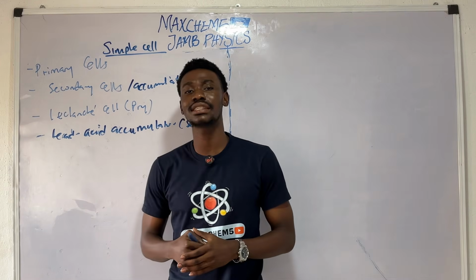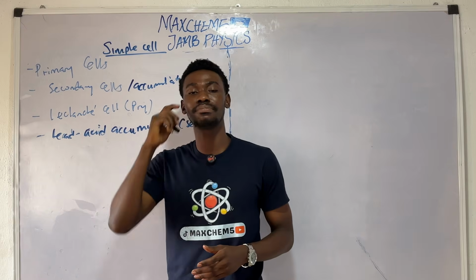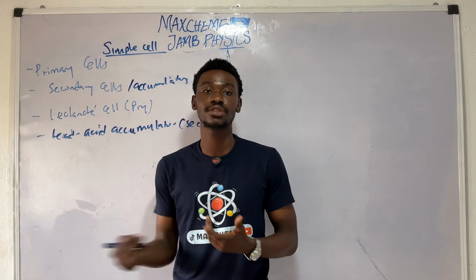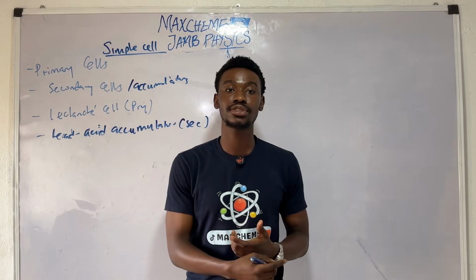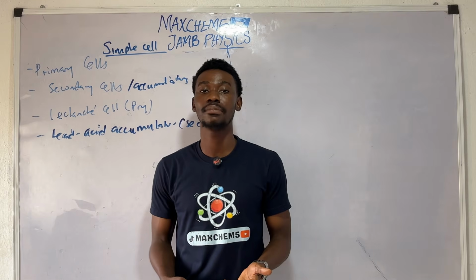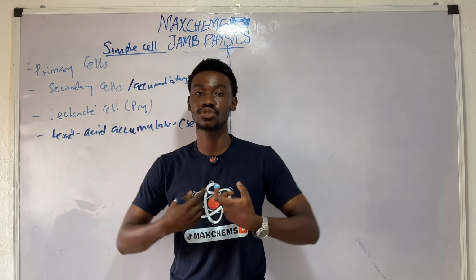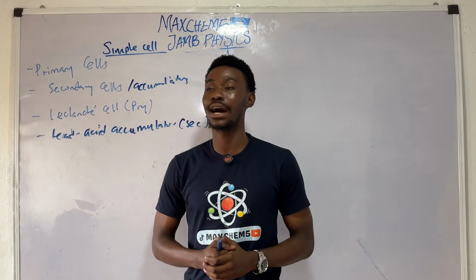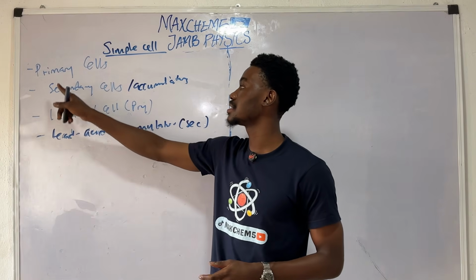And a secondary cell, also called an accumulator, is a type of cell that can be recharged. So those types of cells are recharged by passing current in the opposite direction. They can be used for a long time because of their ability to be recharged. So these are the two types of cells we have: the primary cells and the secondary cells.